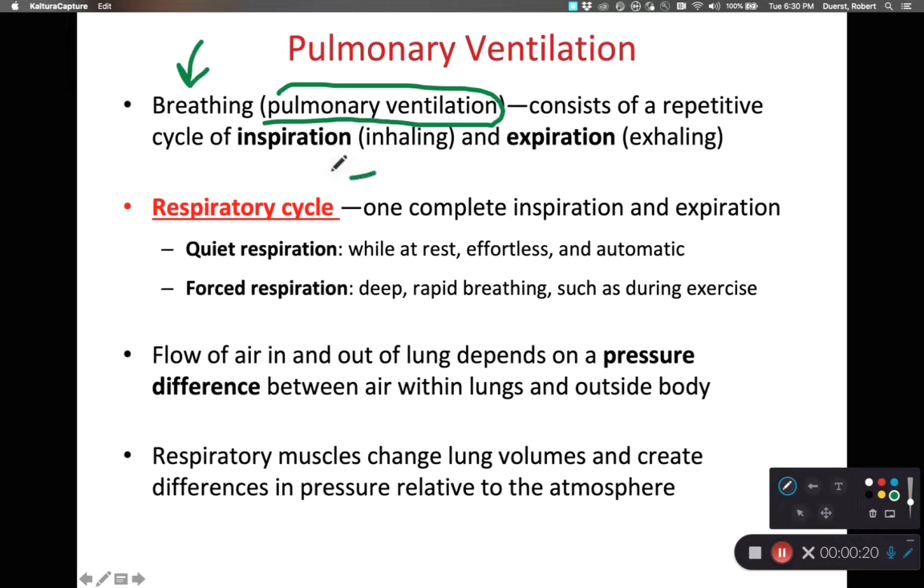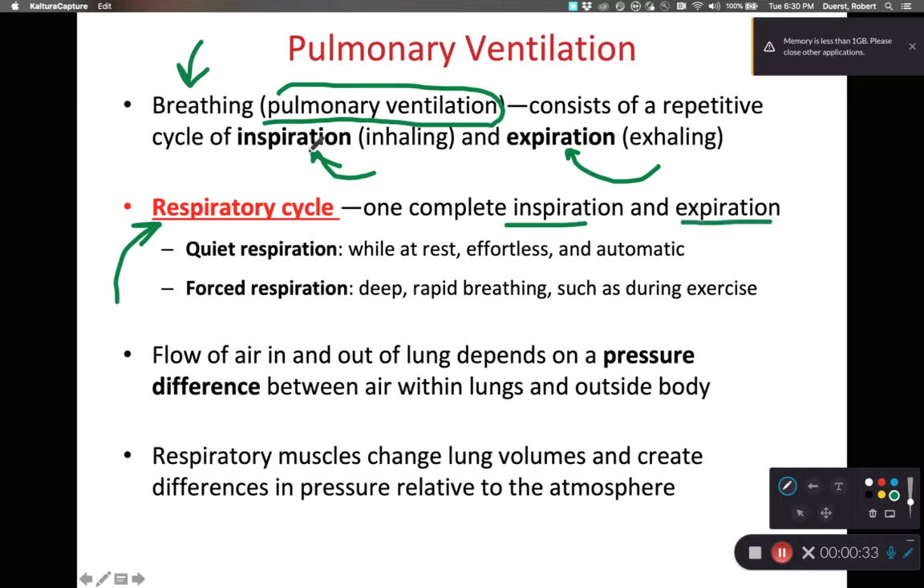As we breathe in, inhaling, that is known as inspiration, and exhaling is known as expiring or expiration. And this process of breathing in and breathing out is known as the respiratory cycle. One inhalation followed by one expiration.